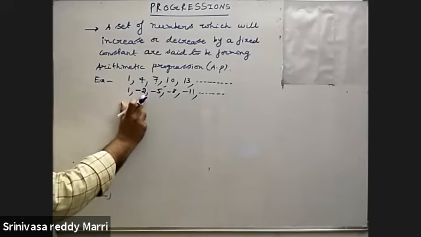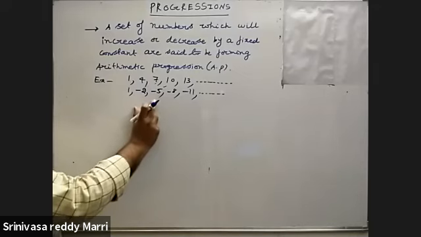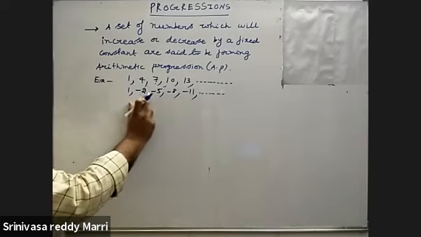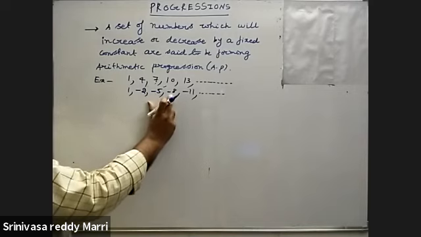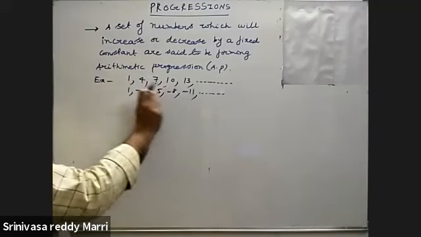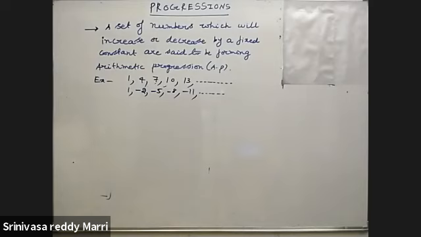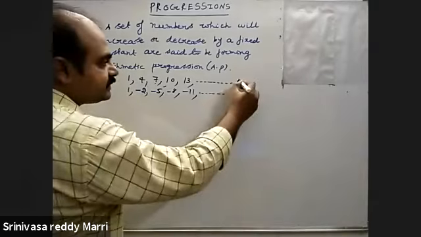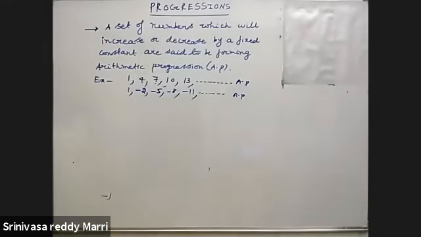Next number is minus 2. That means decreased by 3. Next number, decreased by 3: minus 2 minus 3 is minus 5. These numbers are decreasing by 3. These numbers are said to be forming AP.